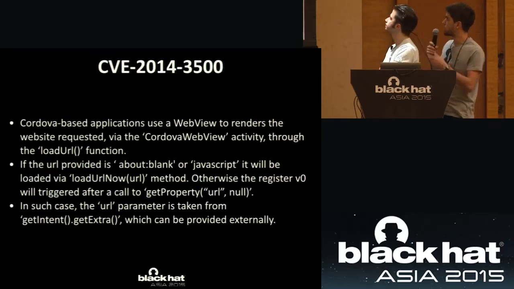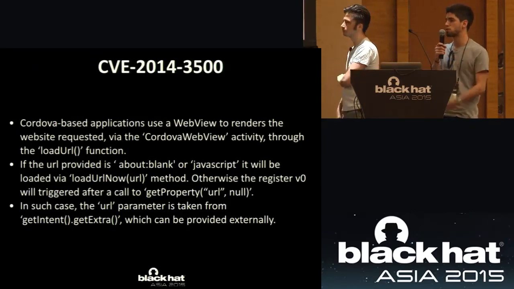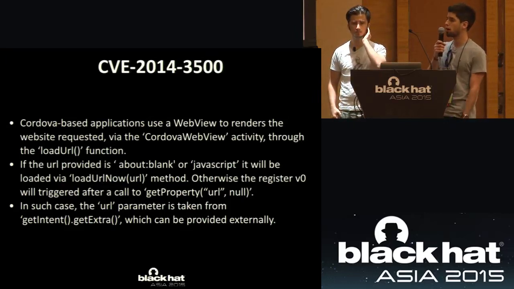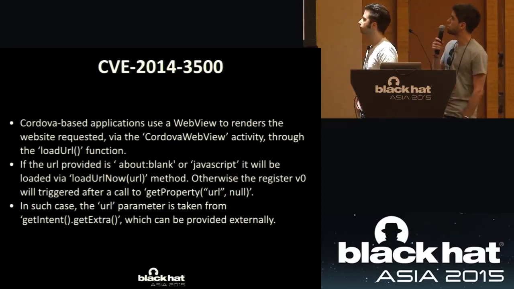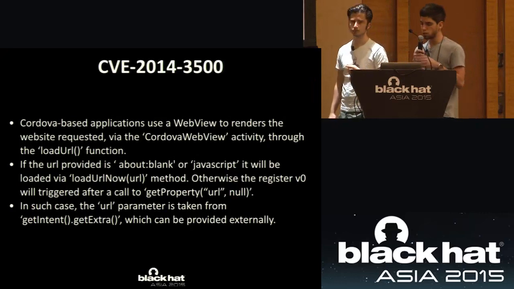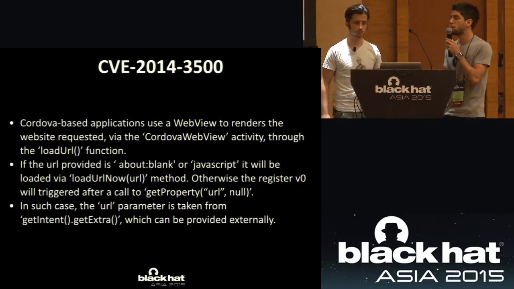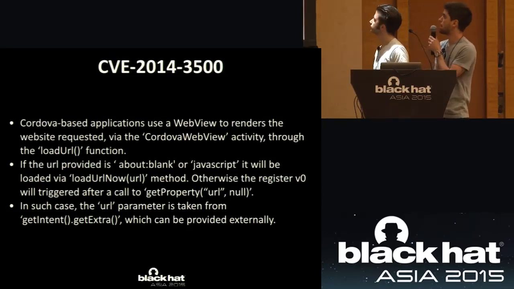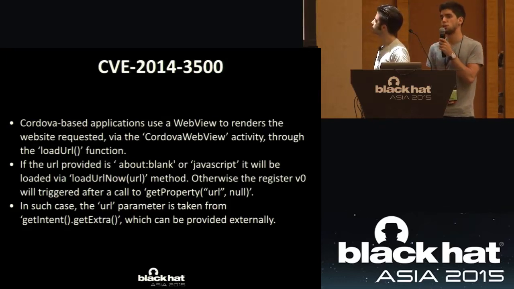So basically, as you may know, Cordova-based applications render the website requested by the user through a WebView component. And the problem with this is that the Cordova WebView activity loads the URL through this function, loadUrl. I'm going to show you later the source code of this functionality, but basically, if the URL provided is about:blank or JavaScript, it will be loaded via the loadUrlNow method. Otherwise, the register v0 will be overridden by the URL provided by the user.